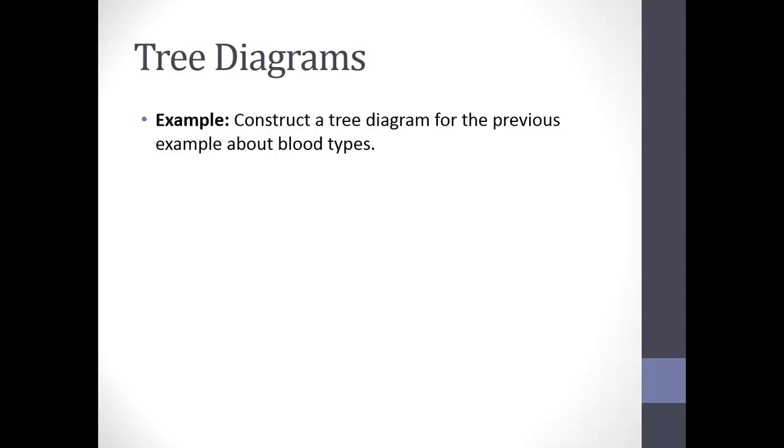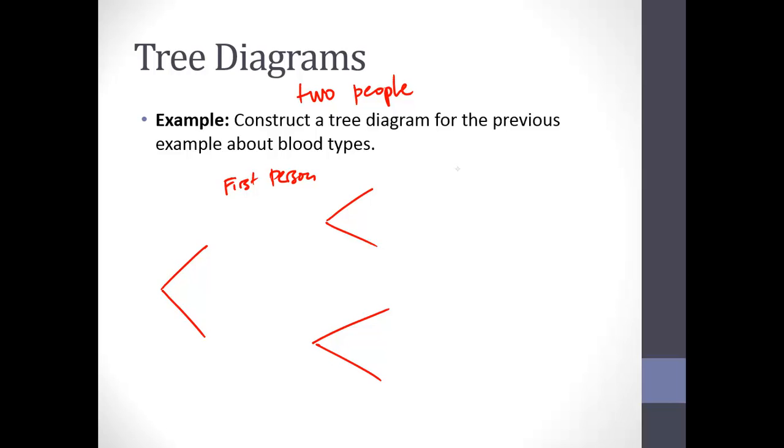So again, we have two people, and we want to know about the probabilities of each of their blood types. So the tree diagram helps us see all the possible outcomes, kind of like giving our sample space for this problem. So first we want to split this into our first person, and then there's going to be a few options there, and we can split each one of those options into what the second person is going to have.